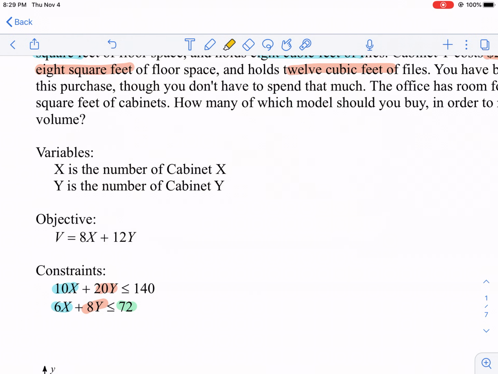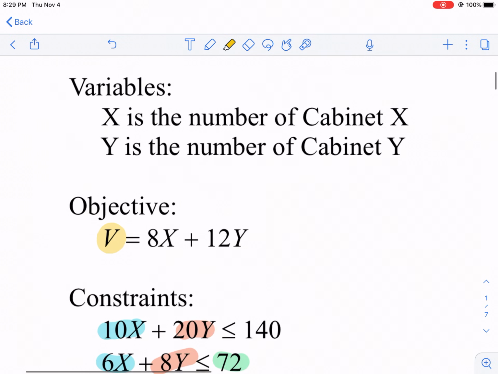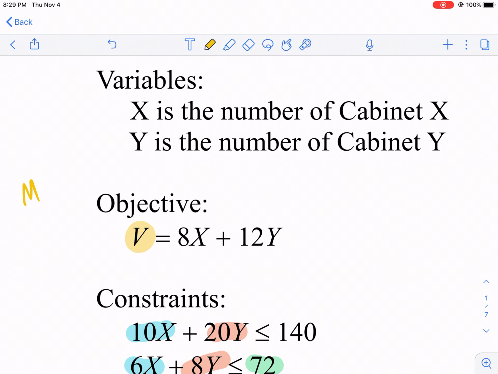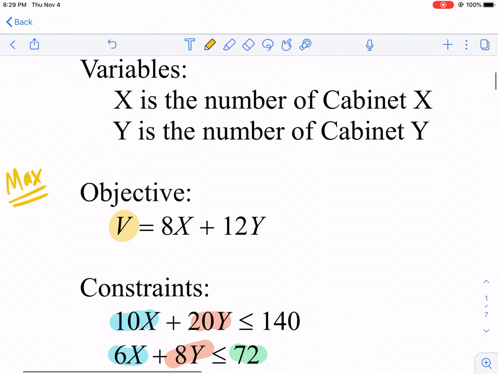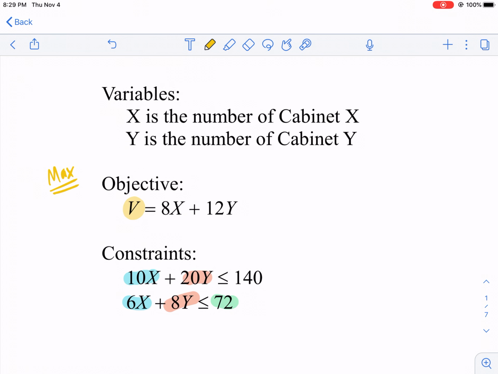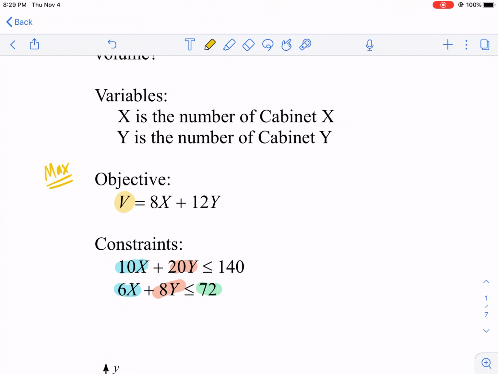This is the most important part. This is the thing we're trying to maximize, okay? We want to maximize this because we want to get the best bang for our buck. We want the most amount of file cabinet storage with the least amount of space, spending the least amount of money. So there's a lot going on here. This is a very relevant problem. Companies do stuff like this all the time.